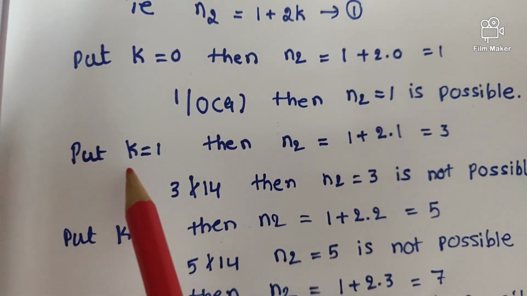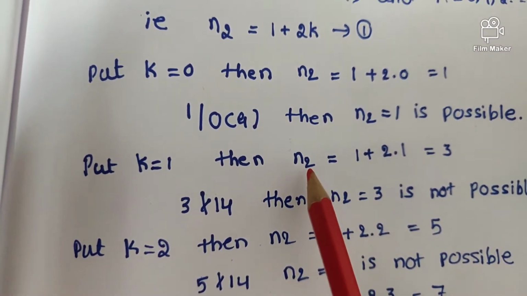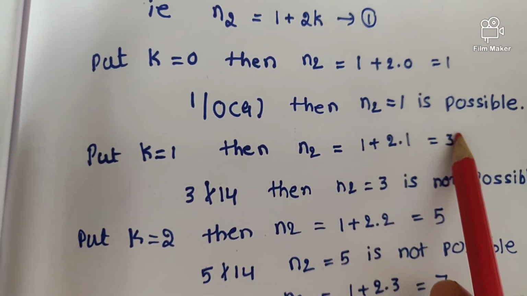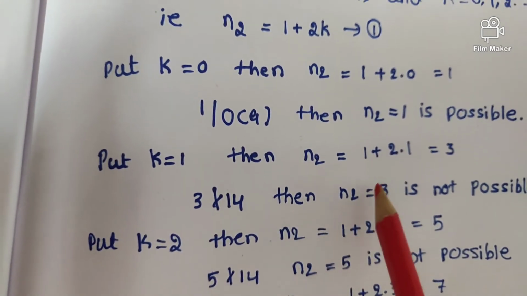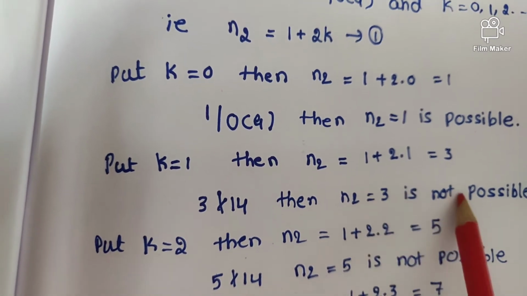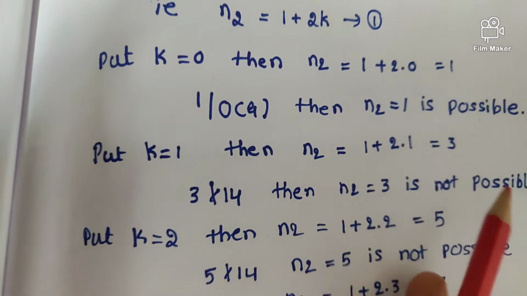Now put k equal to 1. When you put k equal to 1, you will get your n2 as 3, but 3 does not divide 14. Therefore, the number of 2 Sylow subgroups equal to 3 is not possible here.